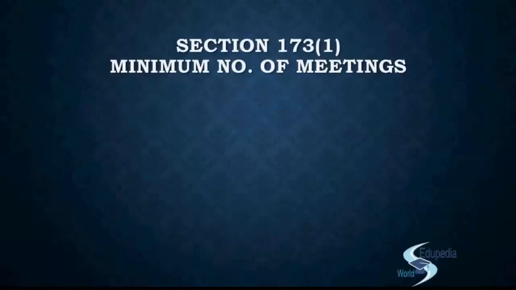The first section that we'll be understanding in detail is section 173 subsection 1, the minimum number of meetings to be conducted in a year. So section 173 makes it obligatory for every company to hold a minimum number of board meetings, right? So this section defines the minimum number of board meetings that a company should hold, and that is an obligation, right? It says that board meetings should be held at regular intervals, and that there should be a minimum number, right? Now why are the board meetings held?